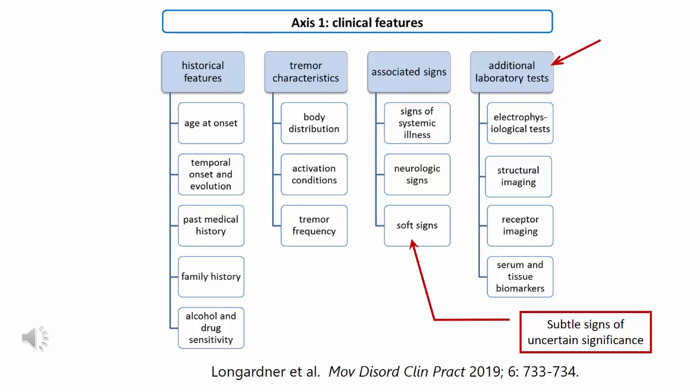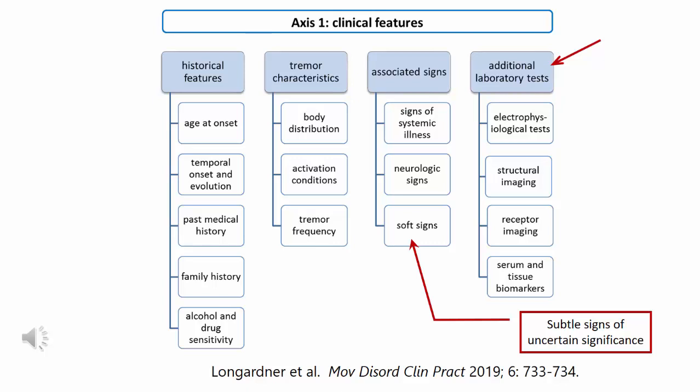The laboratory studies in Axis 1 are studies that aid in defining the tremor syndrome, not in identifying a specific etiology. An example would be EMG frequency and coherence analysis in the electrophysiologic diagnosis of primary orthostatic tremor. Currently, there are relatively few useful laboratory tests.